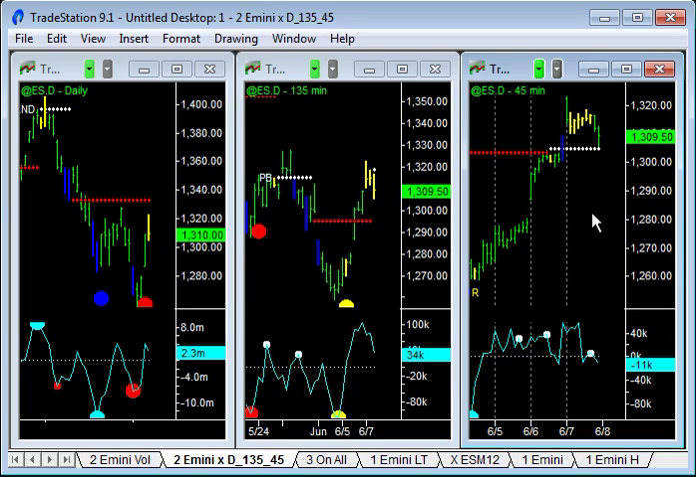This is just showing that limitation, because the data is effectively split between the two contracts. So you'd have a different picture if you were plotting the ESM12 contract instead of the continuous one. But anyway, those are just the ins and outs of using continuous contract data on TradeStation.